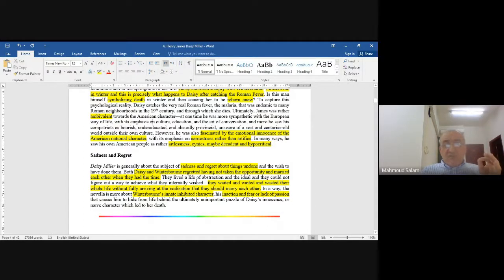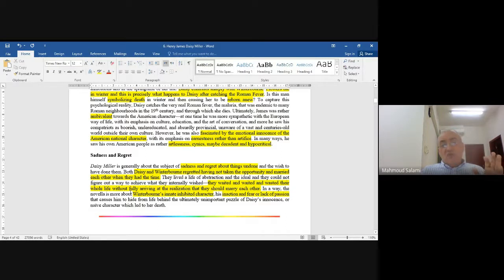They lived a life of abstraction and the ideal, and they could not figure out a way to achieve what they really internally wanted or wished. They waited and waited and wasted their life without fully arriving at the realization that they should marry each other.